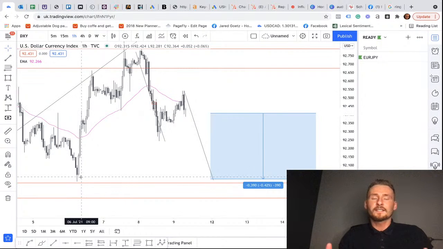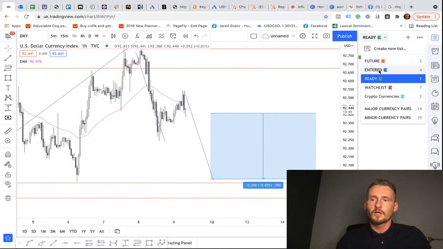So that is kind of what we were looking at for the dollar index. Will this come into fruition? There's every chance that it will not. But the probabilities are stacked in our favour for it to be short-term bearish, at least down to that level. And it's definitely another confluence that you could add on the positions that you're currently already in.